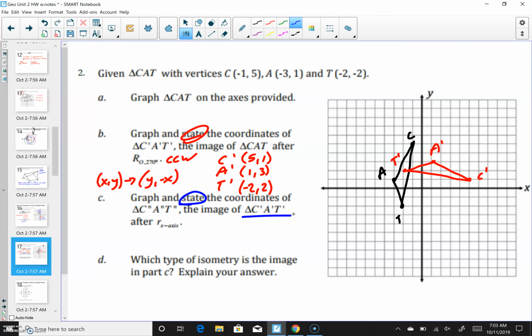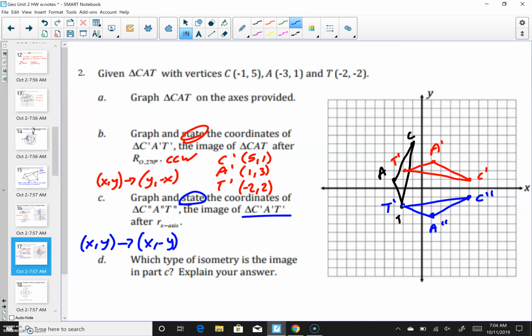So notice it wants us to do the reflection on the new triangle, not the original one. So you could follow your rule for the reflection over the x-axis, which is (x, -y), or you can just count the boxes on your graph. So C prime goes down 1, so down 1 again to C double prime. A 1, 2, 3, so 1, 2, 3. There's A double prime, and T prime 1, 2. And then 1, 2, 3. And you'll notice T prime actually ends up on top of the original T, which happens sometimes. It's rare, but it happens.